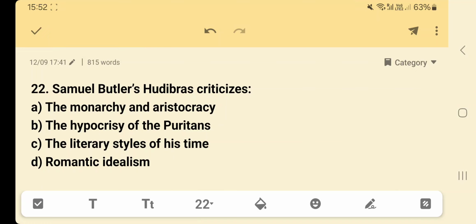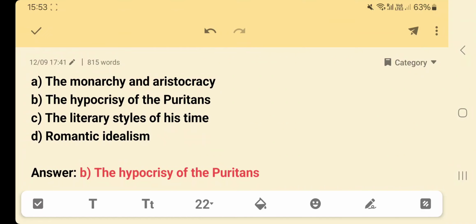Samuel Butler's Hudibras criticizes option A, the monarchy and aristocracy. Option B, the hypocrisy of the Puritans. Option C, the literary styles of his time. Option D, romantic idealism. Answer: option B, the hypocrisy of the Puritans.